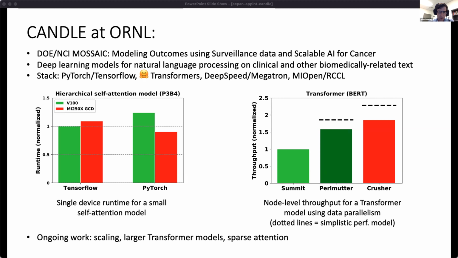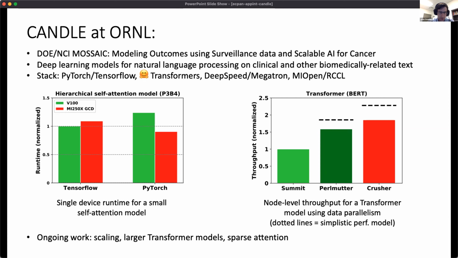Some of the other work we have going on is looking at larger models, particularly things like transformers. We've been comparing some of those on a node level basis here, looking at Summit and Perlmutter as a comparison for a Crusher node. We're very happy at this point that we are seeing performance on a Crusher node meaningfully exceeding what we see on Perlmutter. And as you can see from my very simplistic roofline plot there, there's a little more room that we expect to improve.